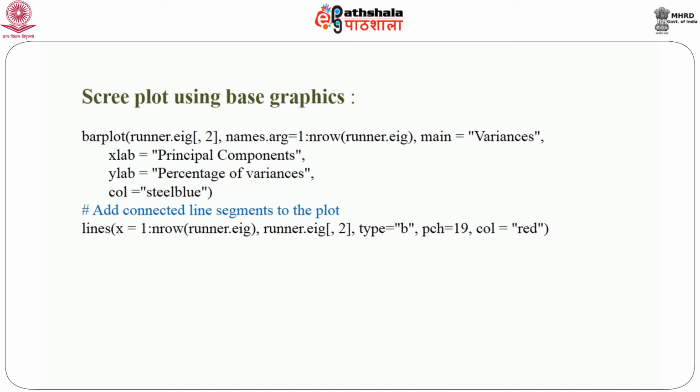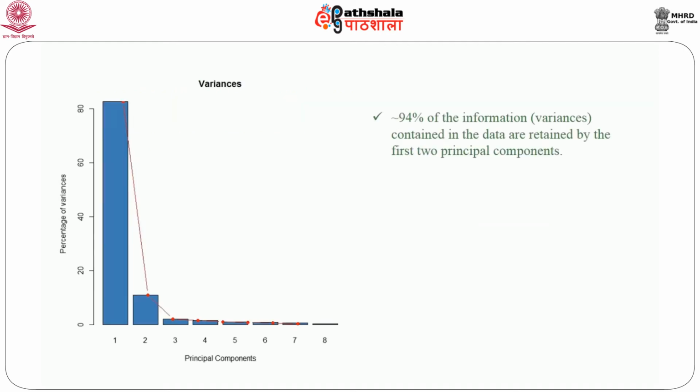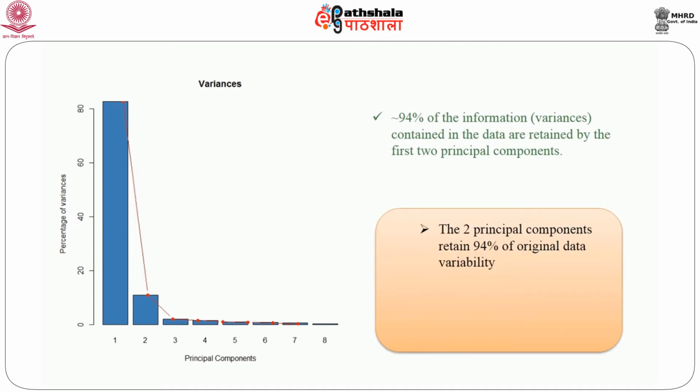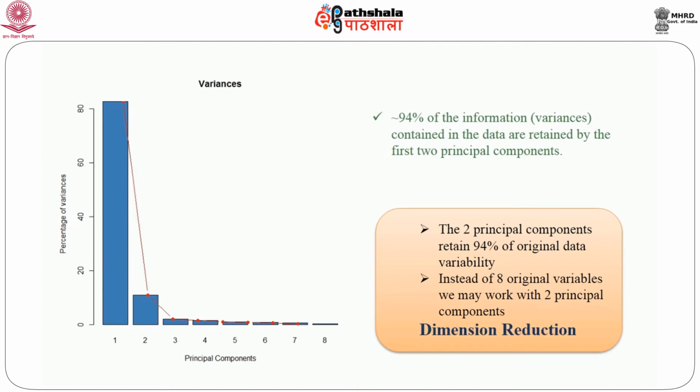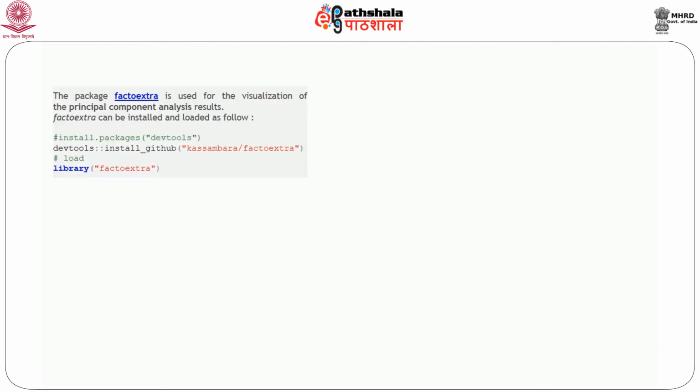So, next we look at the scree plot using the base graphics. So, here is the R command for the bar plot and we add line segments to the plot, and this is how the scree plot looks like. Note that the first two principal components retain about 94% of the original data variability. So, instead of the original 8 variables, we may work with the first two principal components without losing much information. Hence, we may conclude that we have a reduction in the dimension.